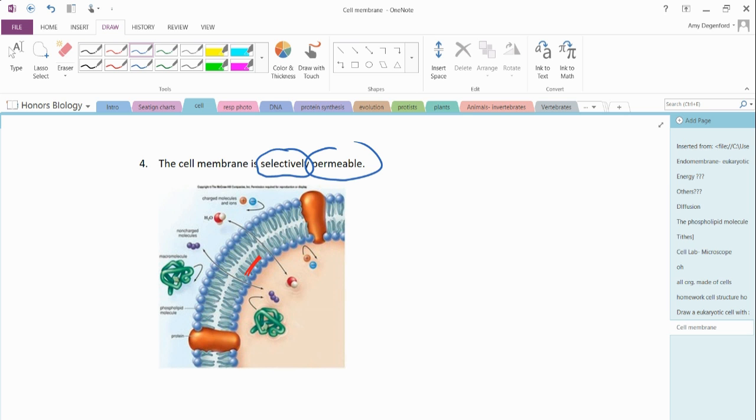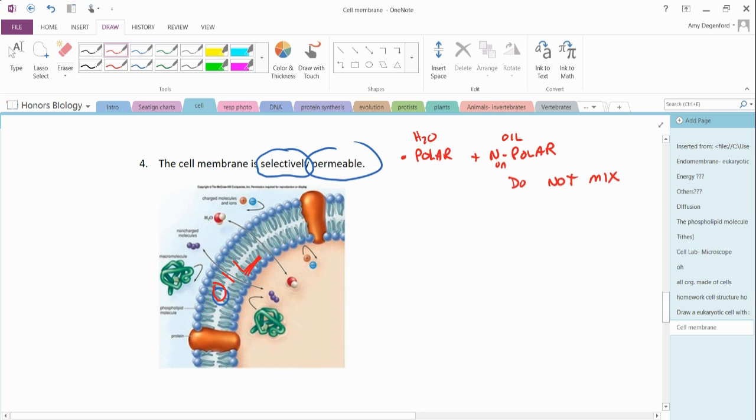Now you want to think about, remember, this is like oil on the inside. And so remember our little stipulation in the previous unit: polar and non-polar do not mix. And remember, we can say polar would be water, non-polar would be oil. Oil and water don't mix. So anything that is polar or charged is not going to mix with those non-polar tails.